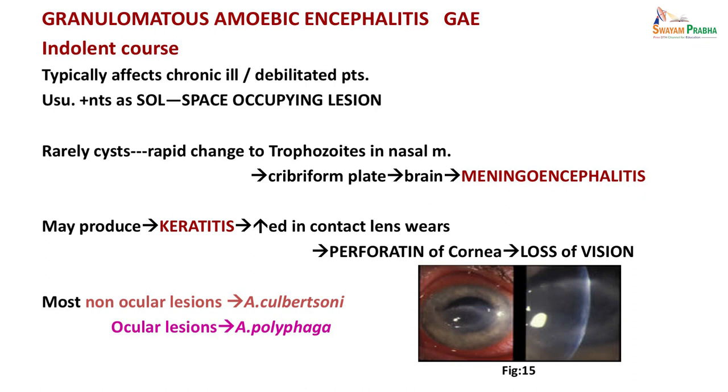Sometimes it produces keratitis, especially in people who wear contact lenses, if they have not used proper water or not cleaned the lenses properly, or if there is perforation of the cornea. It can lead to loss of vision also. Most non-ocular lesions are caused by Acanthamoeba culbertsoni, while the ocular lesions are caused by Acanthamoeba polyphaga.